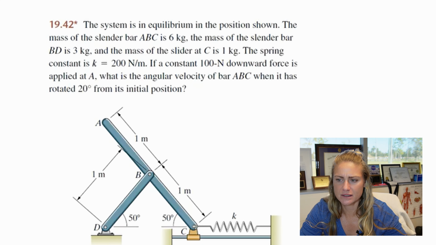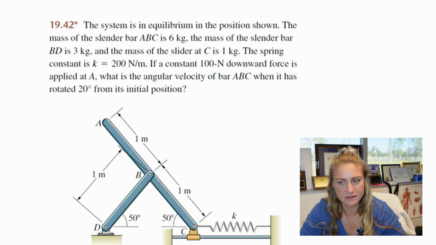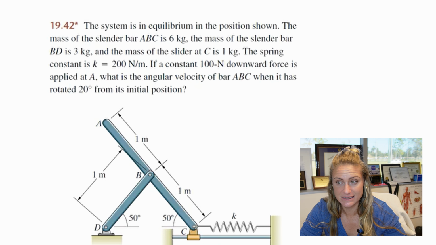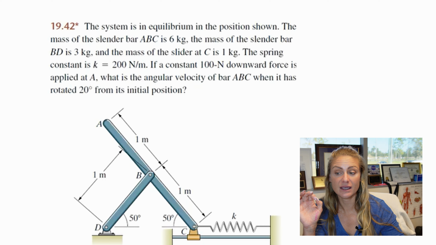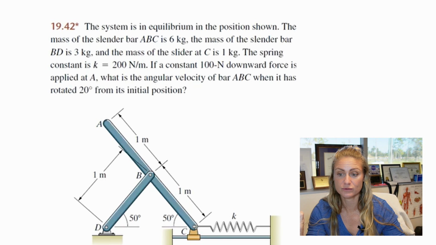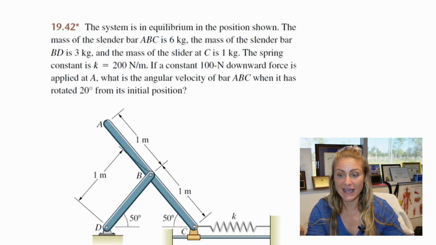It says the system is in equilibrium in the position shown. If the mass of the slender bar ABC is 6 kilograms, the mass of the slender bar BD is 3 kilograms, and the mass of the slider at C is 1 kilogram, the spring constant is 200 Newton per meter, and it's asking if a constant 100 Newton downward force is applied at A, what is the angular velocity of bar ABC when it has rotated 20 degrees from its initial position?